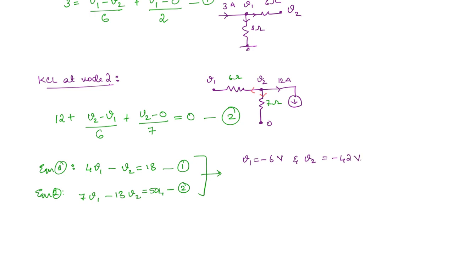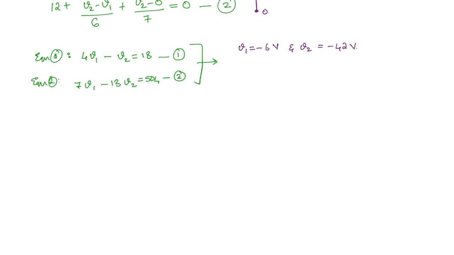Now I want to tell you one more method of solving. For a smaller number of equations it will not be that useful, but if there are more equations, then it will become useful. That is Cramer's rule of solving linear equations. We will see what that rule is. Here what you do is you write it in the matrix form.